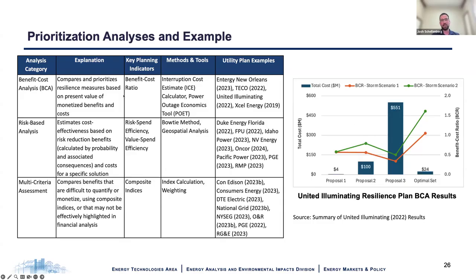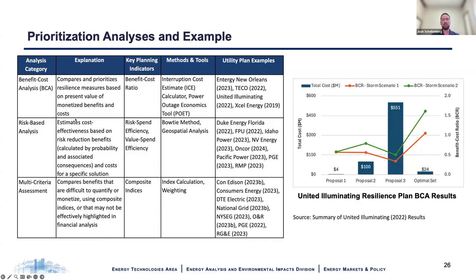The big difference, though, is that the BCA approach compares and prioritizes resilience measures based on the present value of monetized benefits and costs. So it's monetizing all of your benefits using value of lost load, the ICE calculator, POET, other things that may be factored into the calculation, including reduced restoration costs for the utility, things of that nature. And doing a dollar per dollar comparison of the benefits relative to the cost.